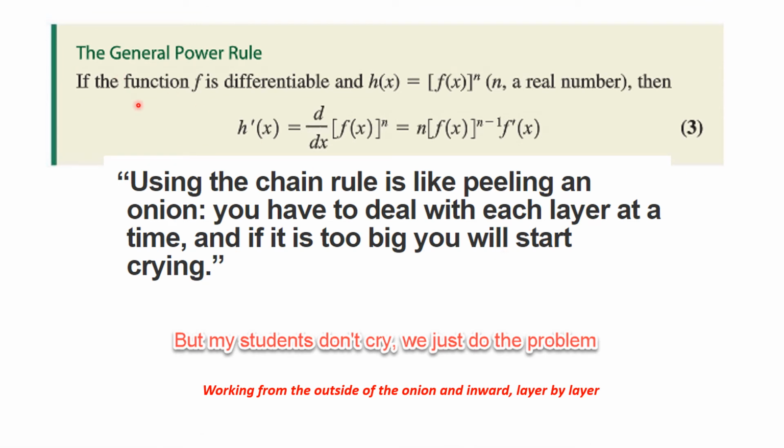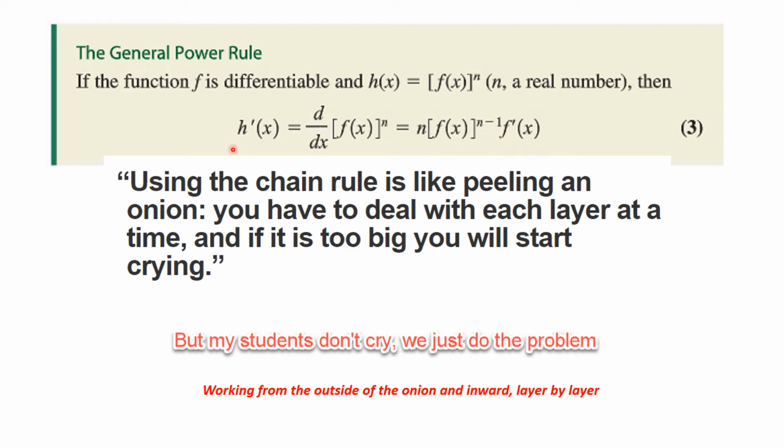If we apply this to a power situation where we have h of x is equal to f of x whole to the n, where n is a real number, then h prime of x is equal to the derivative, and you take the derivative of what's on the outside first, so it's going to be n times the business in the middle to the n minus 1, but then you have to take in turn the derivative of f of x.